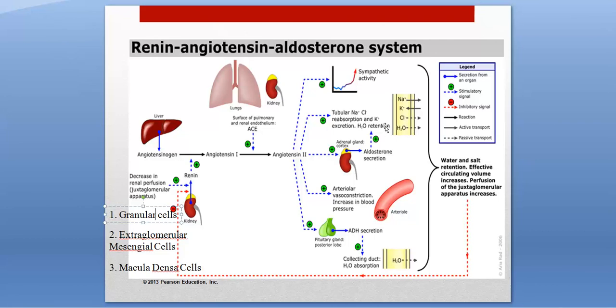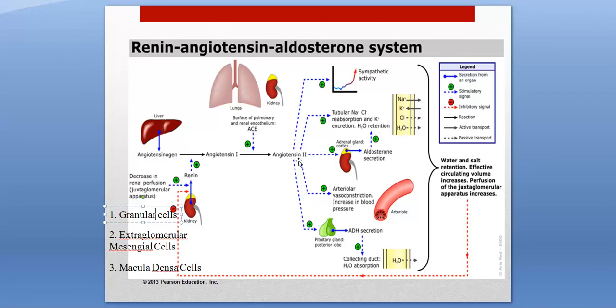Aldosterone then binds to the kidney tubules and forces them to retain more sodium from urine to the blood, as well as more chloride, and to excrete more potassium. Remember, high potassium was one of the triggers for the RAS system. Since water follows salt, retaining more sodium leads to retaining more water by osmosis. That increases blood volume and increases blood pressure because of the increase in peripheral resistance.